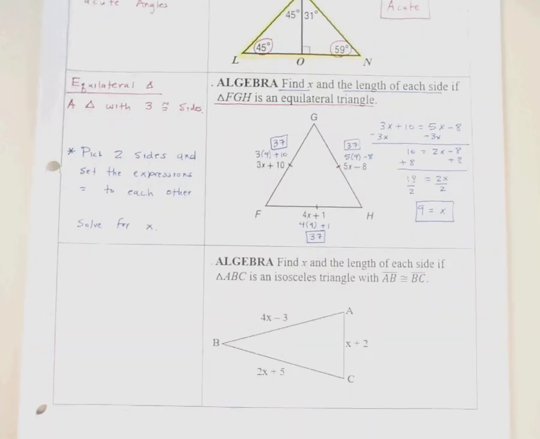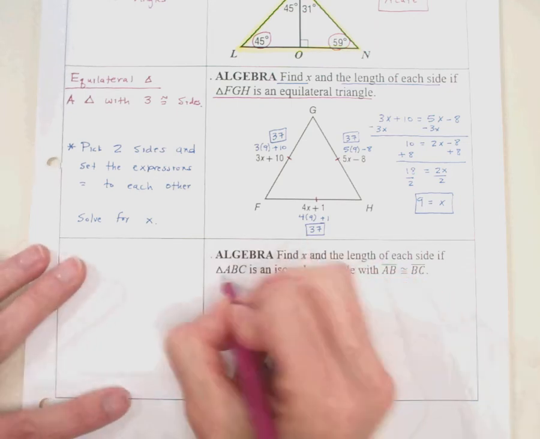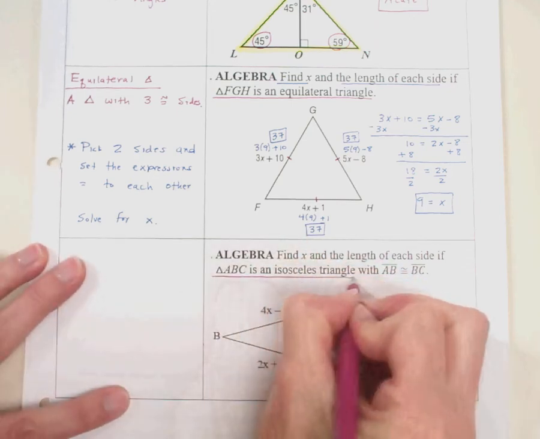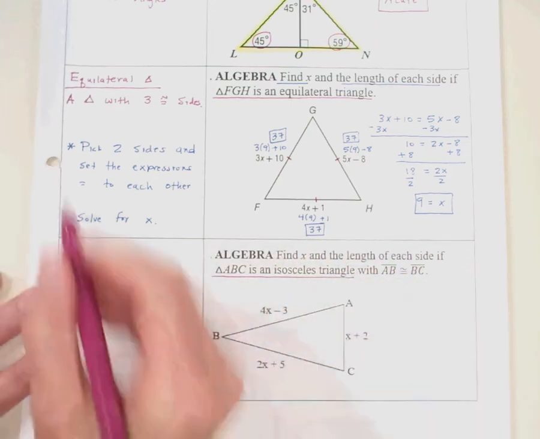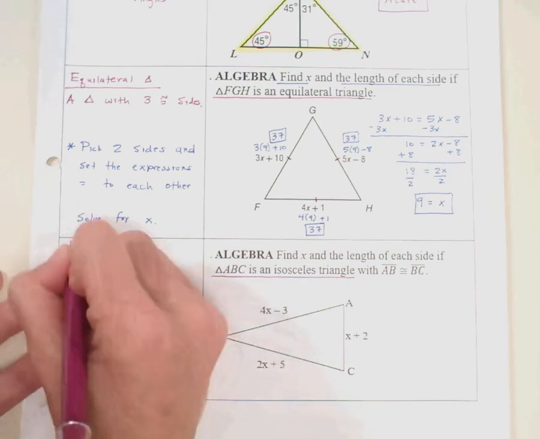Okay, last problem. Find x and the length of each side if triangle ABC is an isosceles triangle with segment AB congruent to segment BC. Now, we're told the triangle ABC is an isosceles triangle. An isosceles triangle is a triangle with at least two congruent sides.